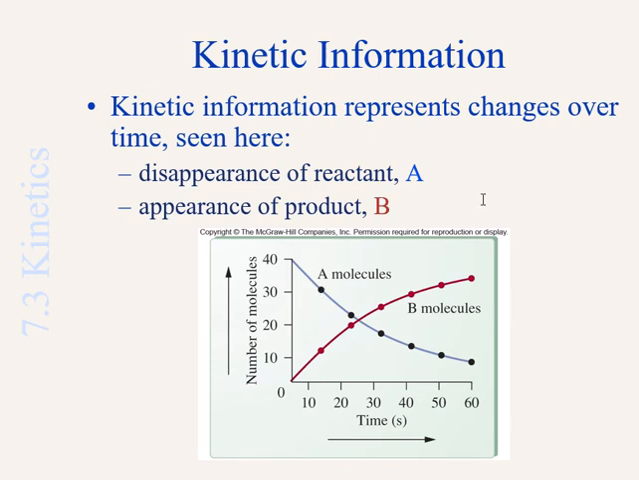And over time, if we were somehow to monitor the concentration of the reactants and the products, or how many molecules of A we have and molecules of B, we would notice something like this, where the concentration or the number of molecules of A is going down over time. At the same time, the amount of B is increasing.